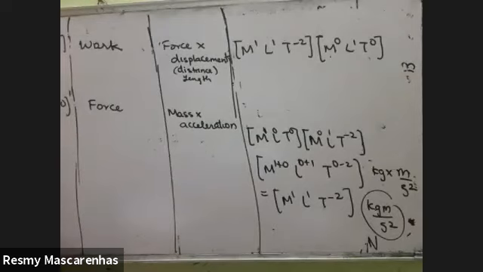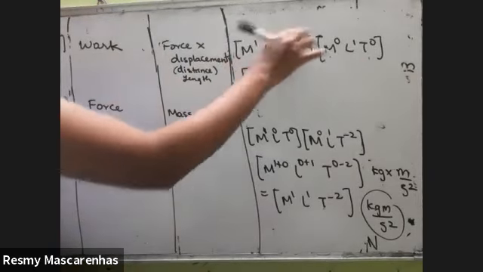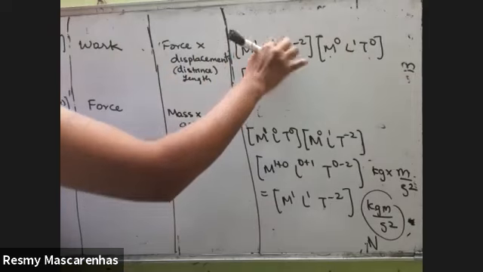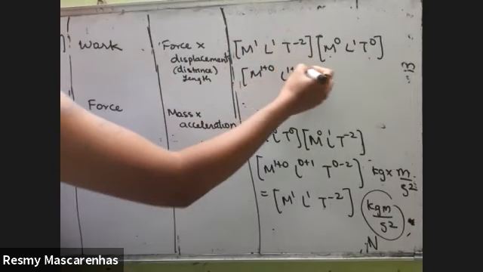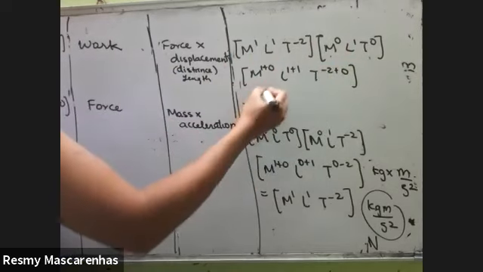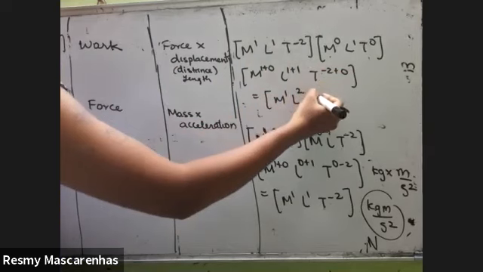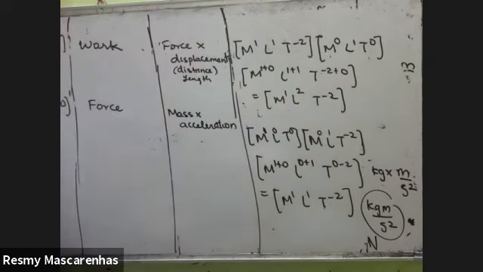M1 L2 T minus. Yes. So this will be this, and this power will add. L and L power will add. T and T power will add. That will be M1 L2 T minus. That will be our answer.